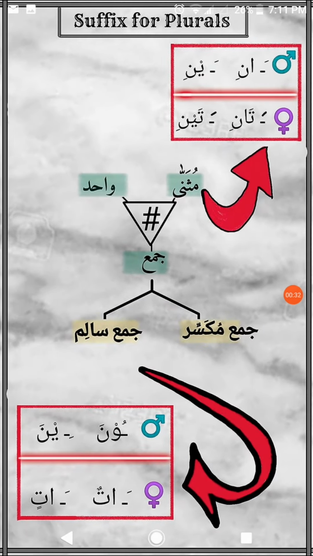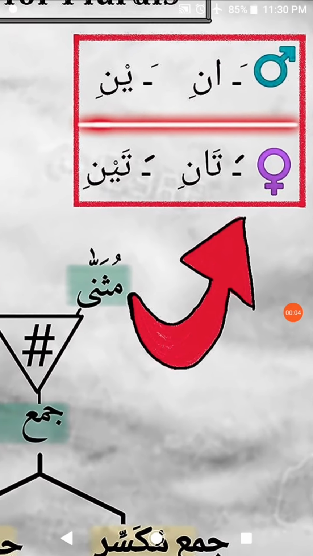Okay, so in the previous lesson, we had very briefly discussed this concept of musanna, jama, and how jama salim and jama mukassir are different from each other. And very briefly, we had just studied a couple of examples related to the rafa suffixes, both for the musanna as well as jama salim. Today, inshallah, we are going to study the suffixes, and we are going to learn how we make plurals. Alright, so first we are going to study the suffixes for musanna.